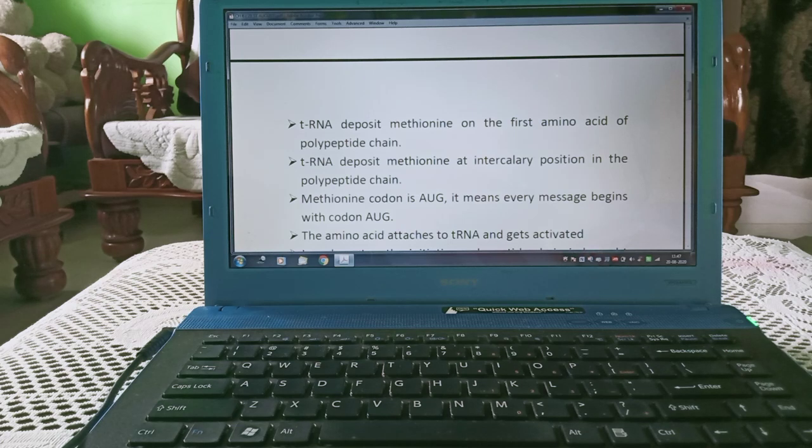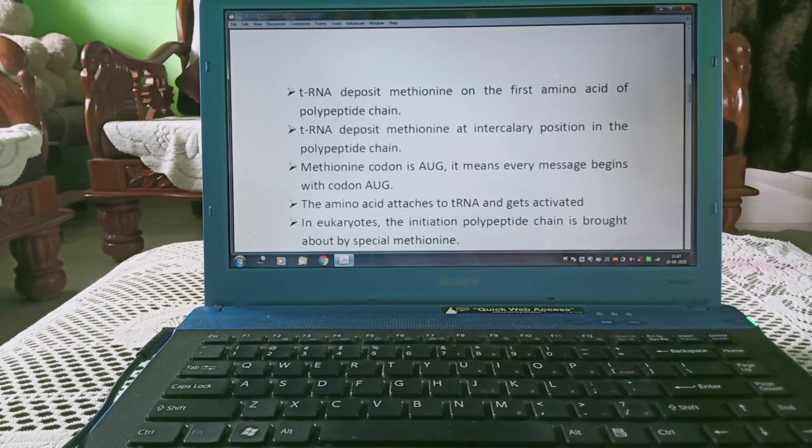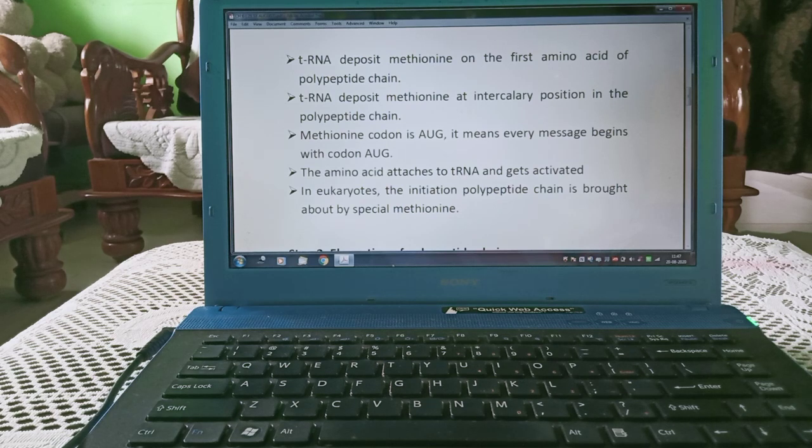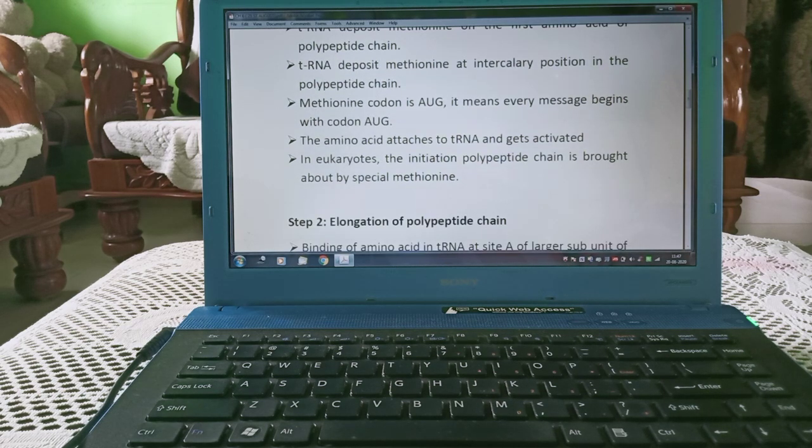Transfer RNA deposits methionine at an intercalary position in the polypeptide chain. The methionine codon is AUG. It means every message begins with the codon AUG. The amino acid attaches to transfer RNA and gets activated. In eukaryotes, the initiation of the polypeptide chain is brought about by a special methionine.